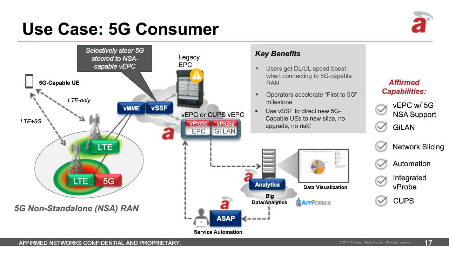Gives you the opportunity to do any closed-loop optimizations you'd like to do, perhaps effected through a service automation platform like the Affirmed service automation platform shown at the bottom. So by diverting the new higher capable UEs to the new slice, you get all of these capabilities even before you've upgraded to a full 5G NG core.